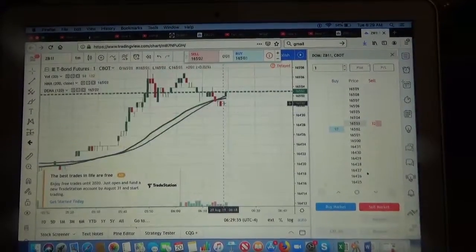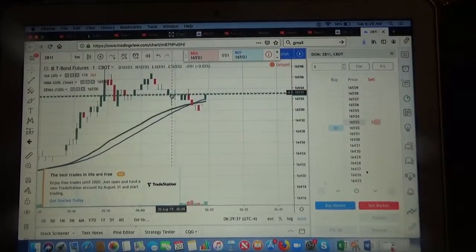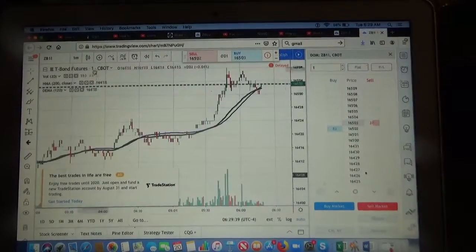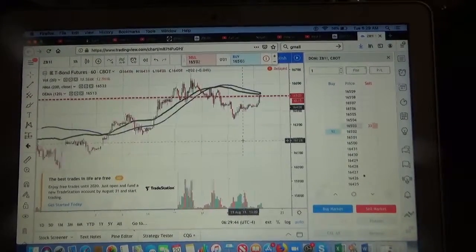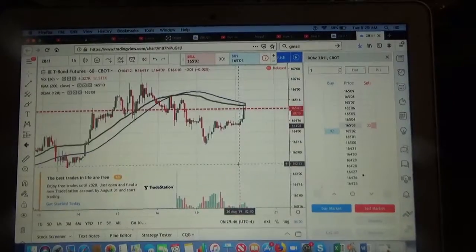Every single tick is $32. And this is just a 1 minute, so let's go out a little further. Let's go out to 1 hour. And that smooths it out a bit more.